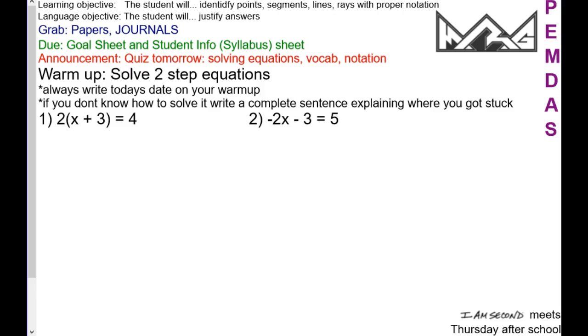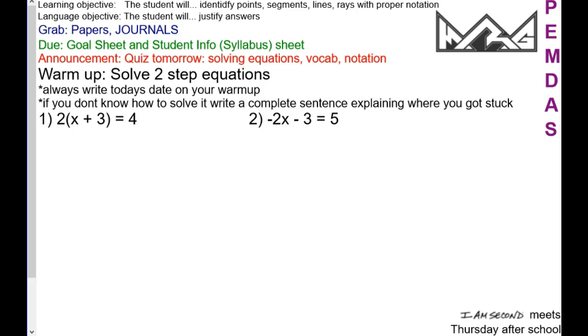If you read the board as you came in, you would know that we have an announcement that's important to most people. We have a quiz tomorrow. We haven't done a lot, so it's not going to be over anything crazy, but it will be over some vocab, notation, which we're going to go over today, and solving for x. It's not going to be super, super hard solving for x, but it is something you've got to know.